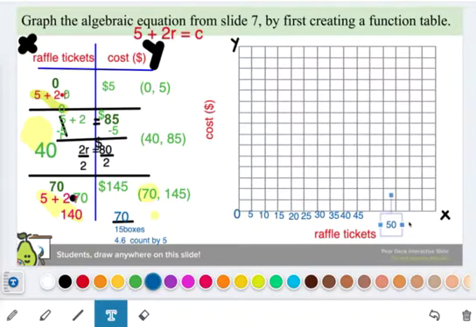50. 55. 60. 65. And after 65 is, yay, our 70. 70 raffle tickets was our largest amount of order of tickets. So 70 is it.